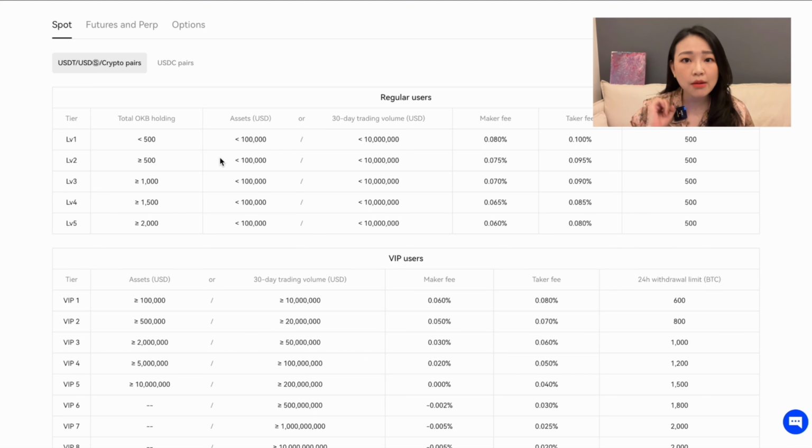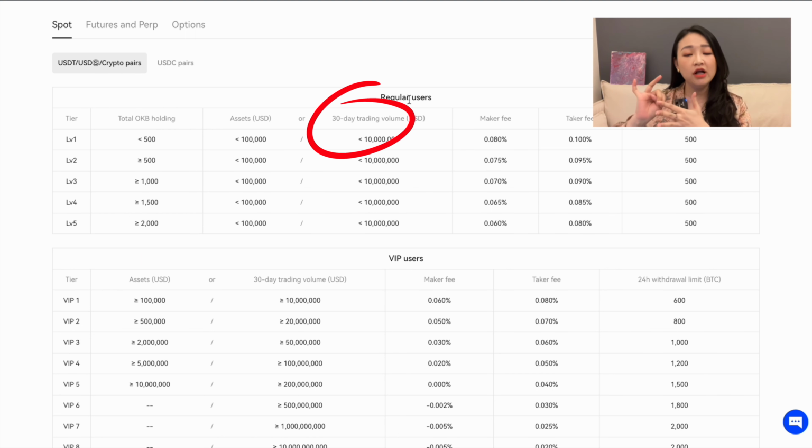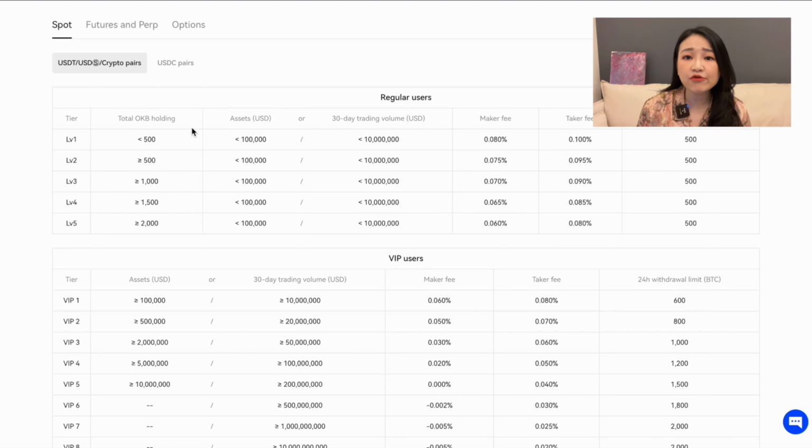OKX gives you three options to rise in their tier level, which are holding of the OKB token, the asset balance on your account, or your trading volume. The OKB holdings and asset balance are the same for both spot and future trading. So let's have a look at this first.